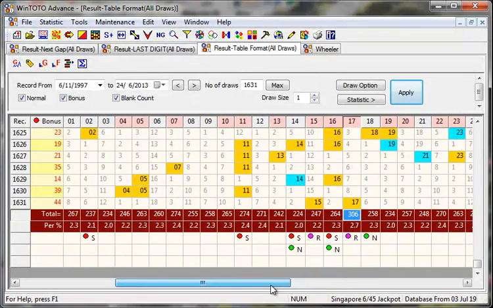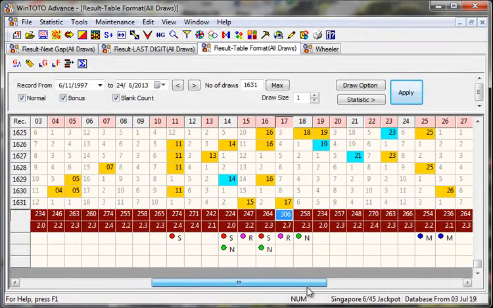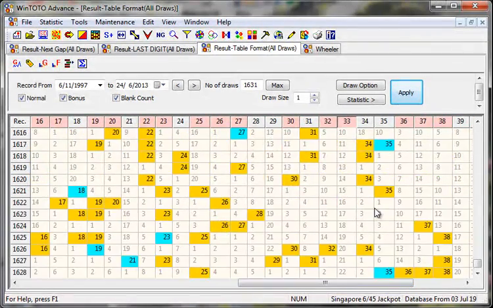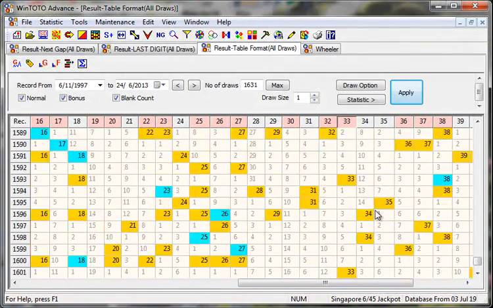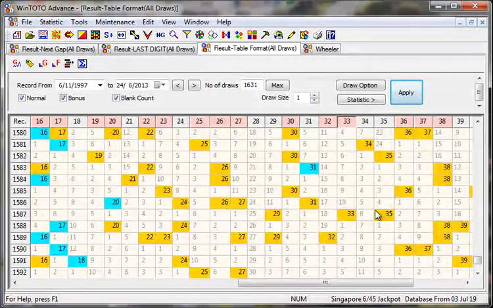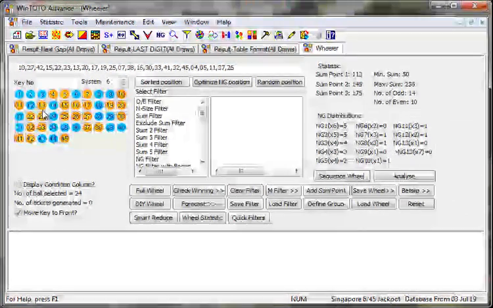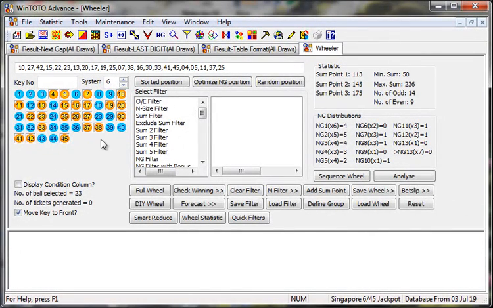So let's take a look at 32. Does 32 repeat? 32, not often does it repeat. So I will take out number 32. So I will be left with exactly 23 numbers.